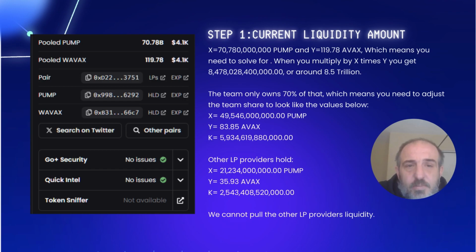The team only owns 70% of that, which means you need to adjust the team share to look like the values below: 4.9546 billion pump, 83.85 AVAX, and a constant of just under 6 trillion. Other LP providers hold 21.234 billion pump, 35.93 AVAX, and there's like a 2.54 trillion K. We cannot pull the other LP providers' liquidity, so we only have to work with that 83.85 AVAX.